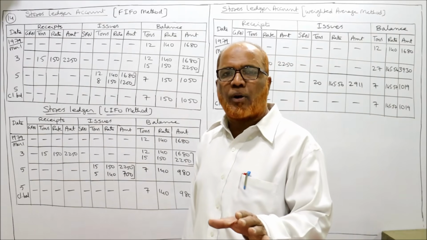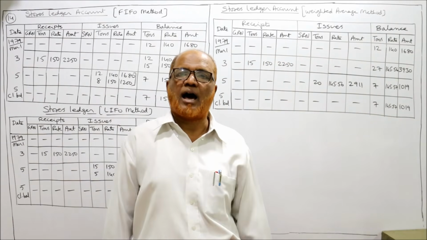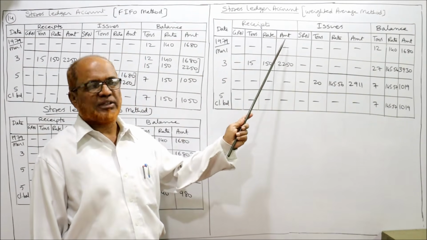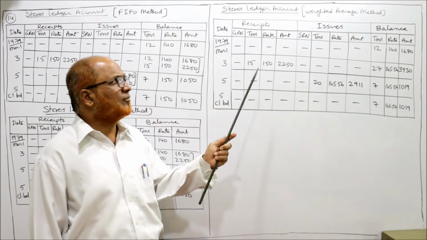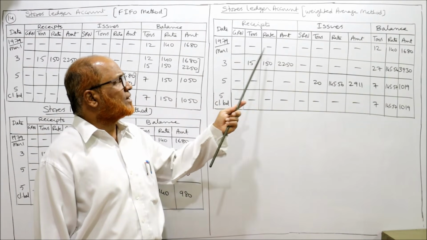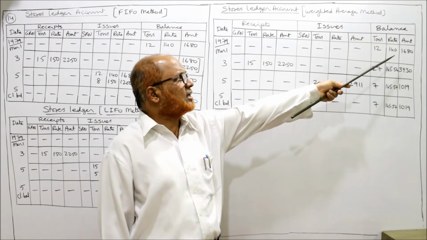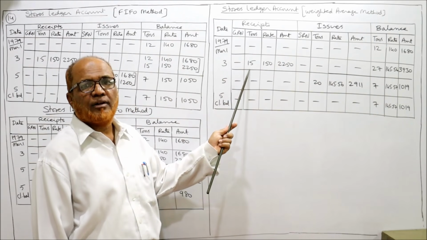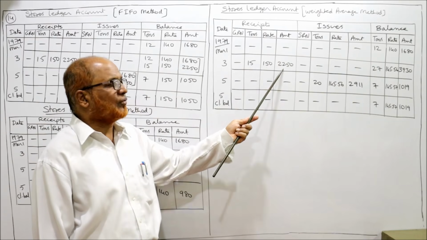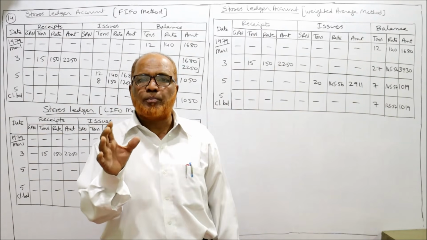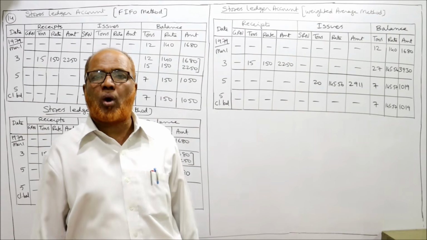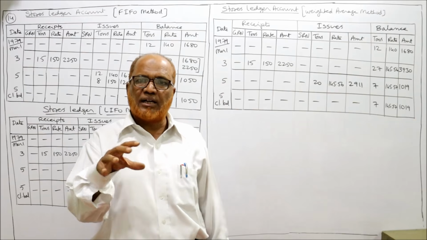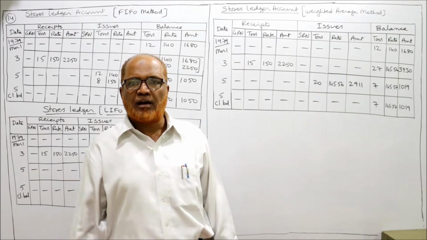Now the same problem, we have to apply the weighted average method. Stores ledger account, weighted average method, exactly the same format. 1979 March 1st, opening balance 12 tons, 140, 1680. Now 3rd March, there is a purchase of 15 tons at rupees 150 each, 2250. In the weighted average method, we combine the tons and we combine the amounts.